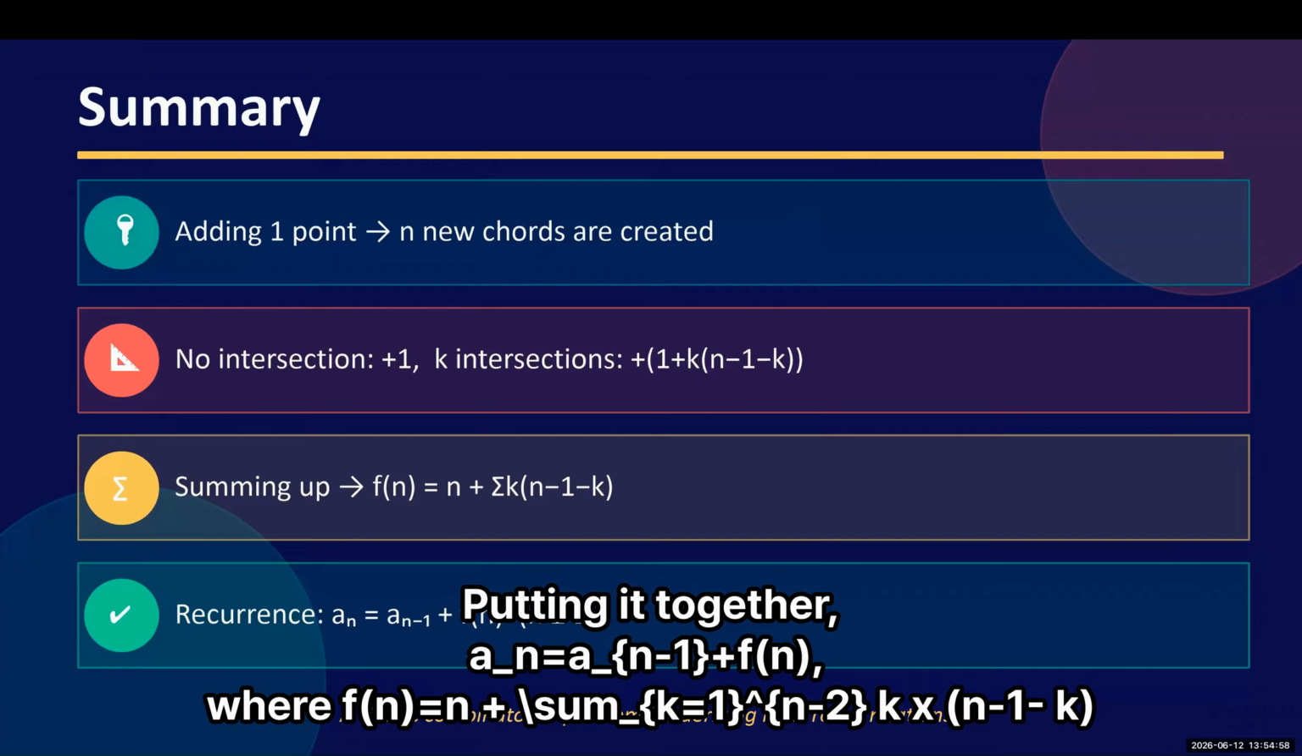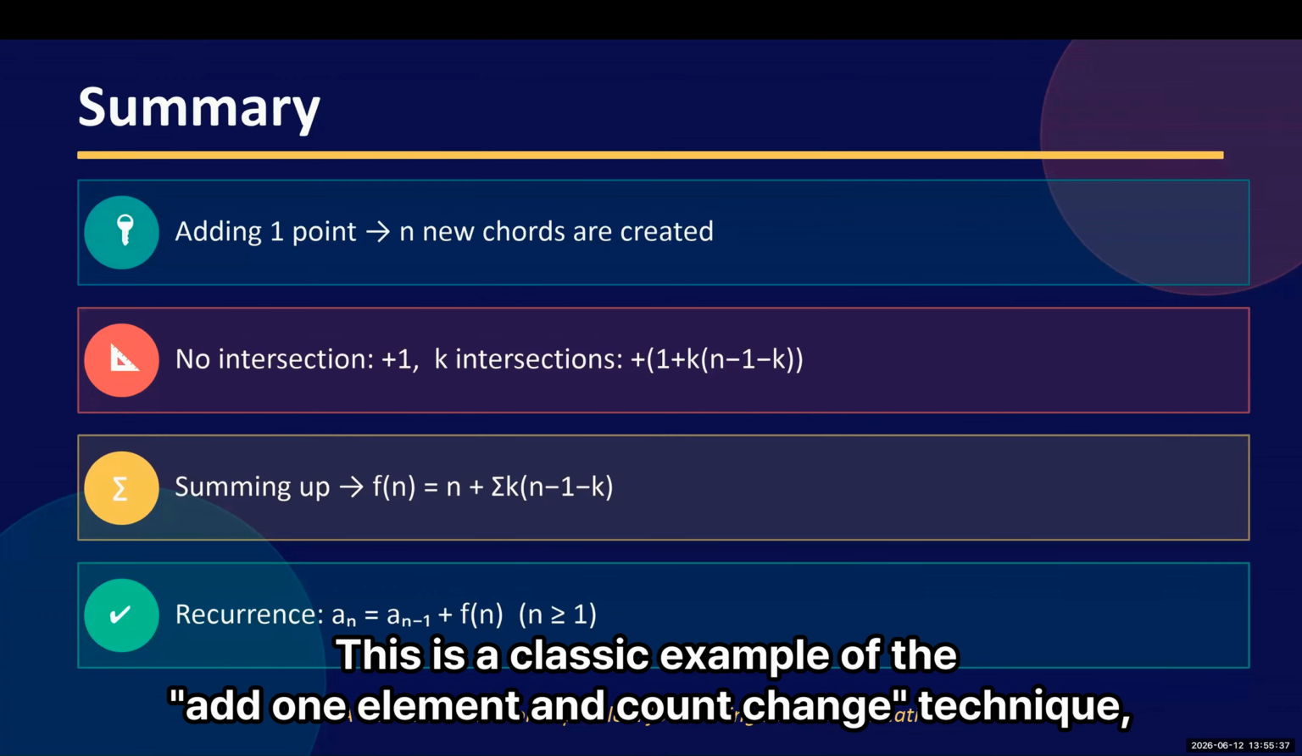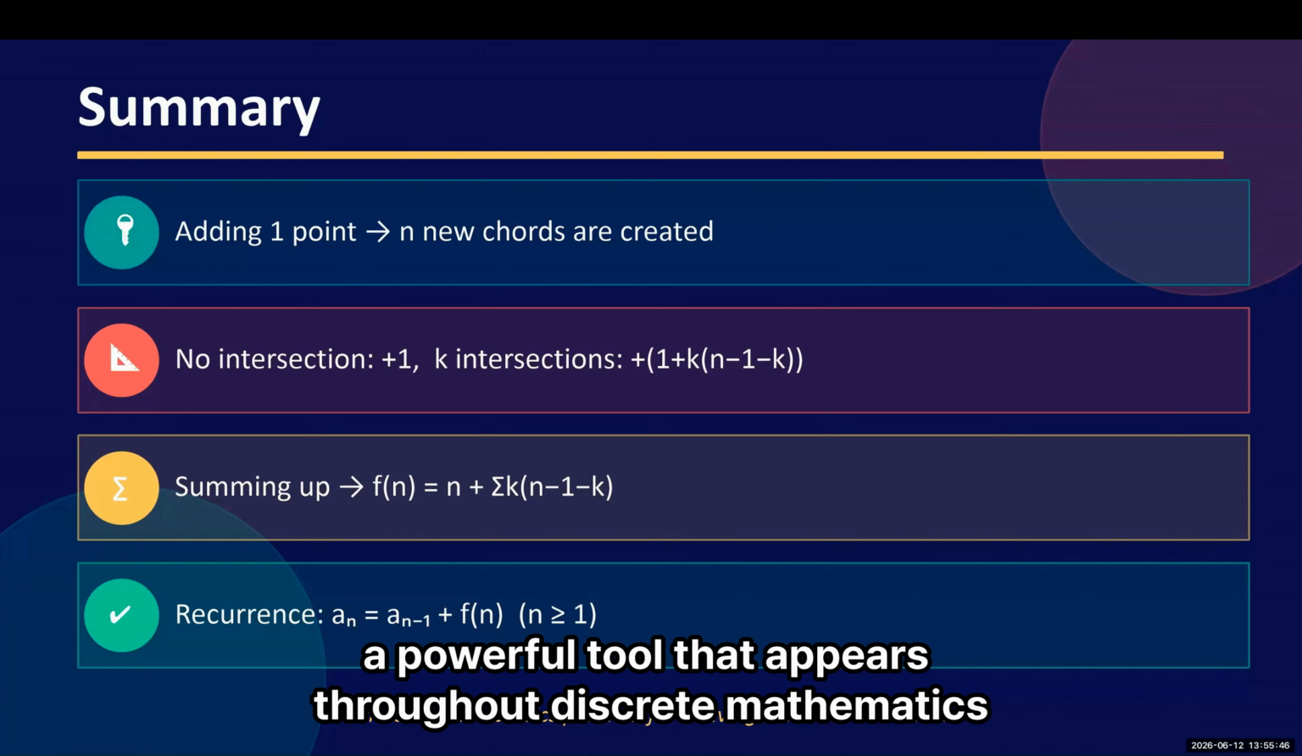Putting it together, A sub n is equal to A sub n minus 1 plus Fn, where Fn is equal to n plus summation from k is equal to 1 to n minus 2, k times n minus 1 minus k. This is a classic example of the add one element and count the change technique, a powerful tool that appears throughout discrete mathematics.